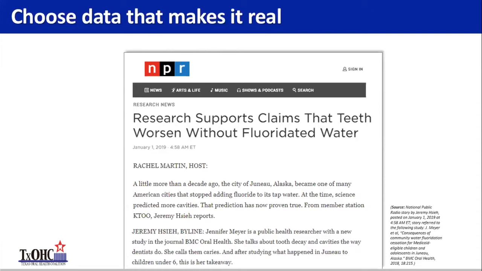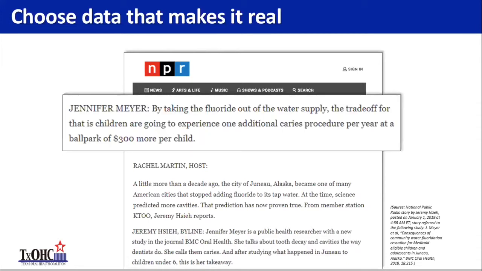You could use a lot of stats, a lot of percentages. But this one stood out to me, and the lead author of this study, I thought, really put this in context. So if I'm a mom or a dad living in that community, this is real to me, right? My child is likely to have one more cavity procedure every year at a cost of about $300 more. That makes it real. That really demonstrates how connected it is to our real lives.